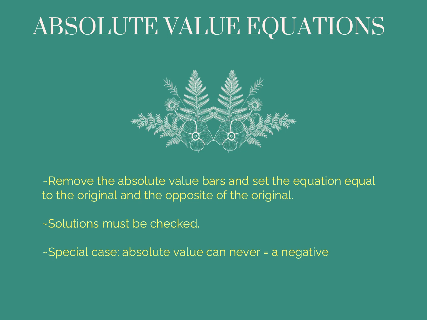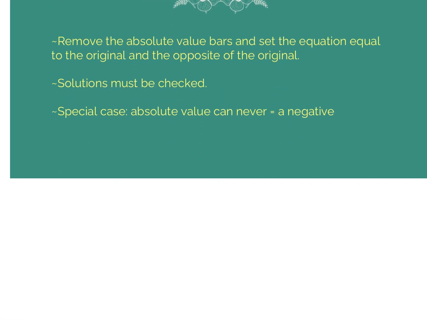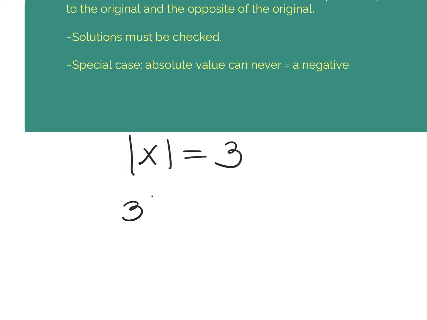All solutions must be checked. Special case, remember, absolute value can never equal a negative number. So, for example, when you do absolute value, let's say I said, what could x be if we want this answer to be a 3? We know x could have either been positive 3 to get a positive 3 out, or it could have been negative 3. So x could either be positive 3 or a negative 3.